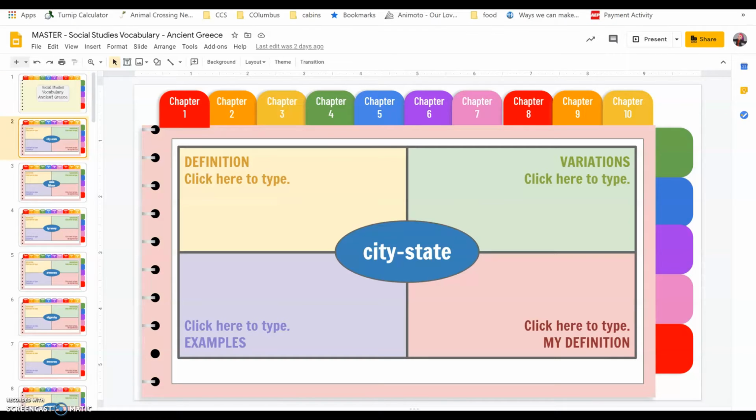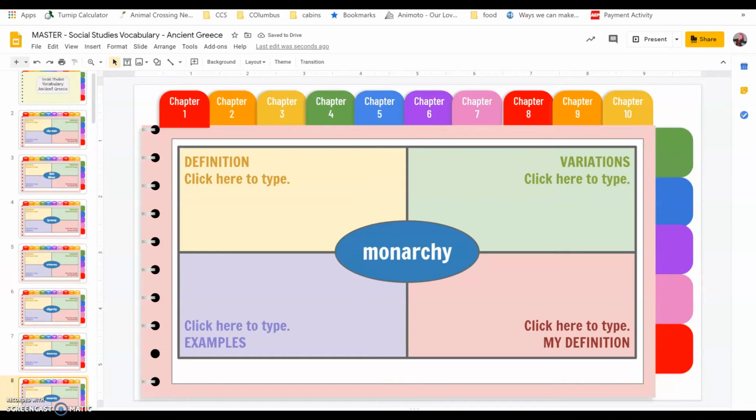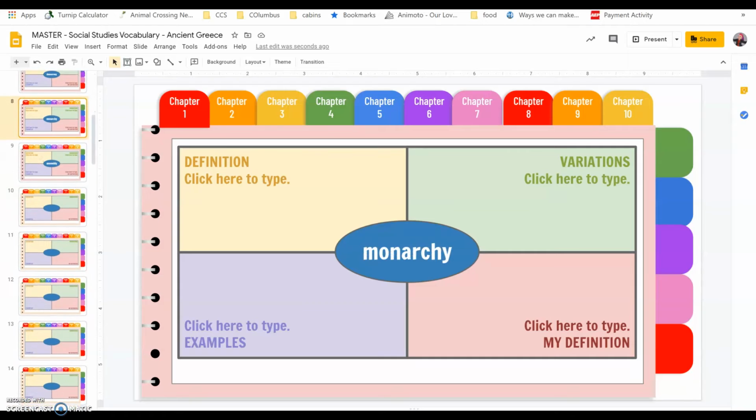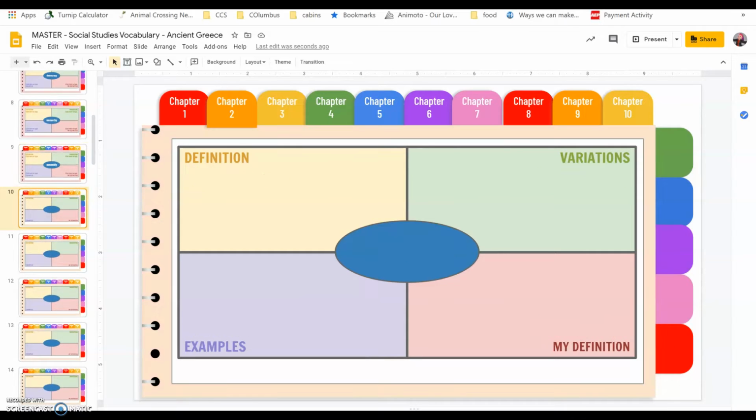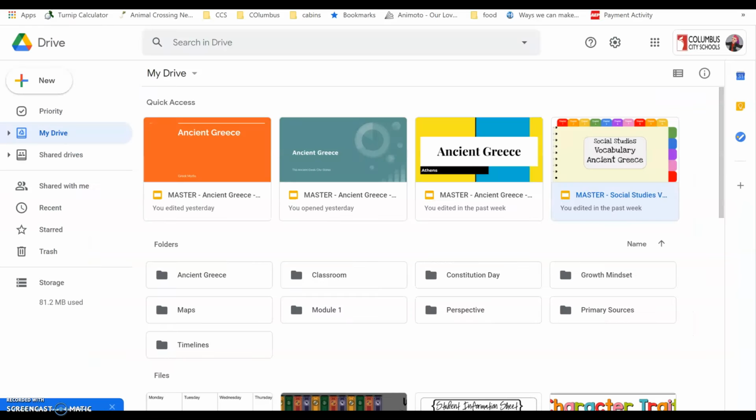Each chapter has its own set of vocabulary. So chapter 1, it's going to be all these red pages. This red tab will be in the front. So you can see we have 8 words. 3, 4, 5, 6, 7, and 8. Then, if you go to slide 10 here, see how this changes to orange? It is now chapter 2. I will enter the words into this document as you go through. So we're going to just work with chapter 1 right now.